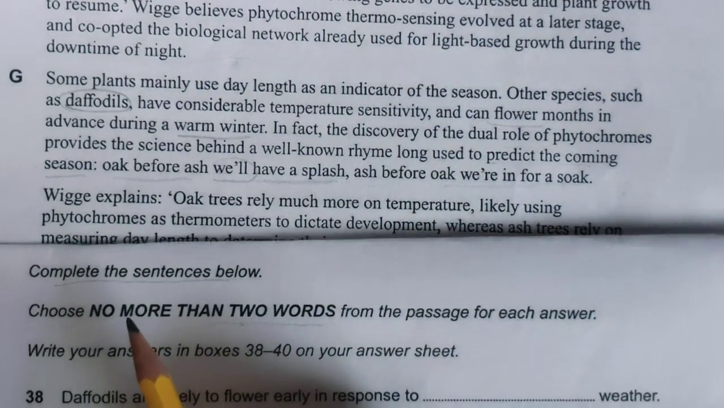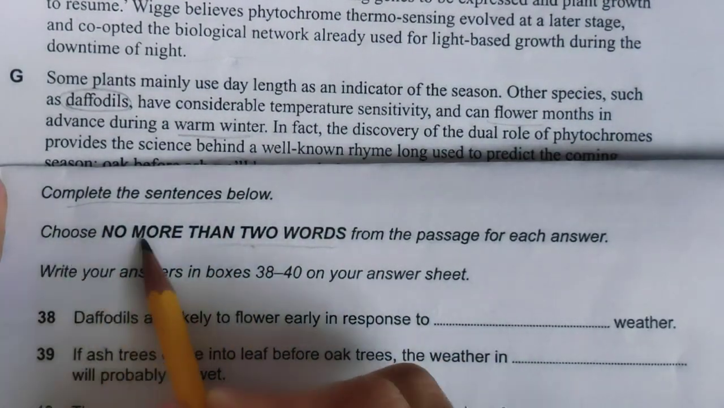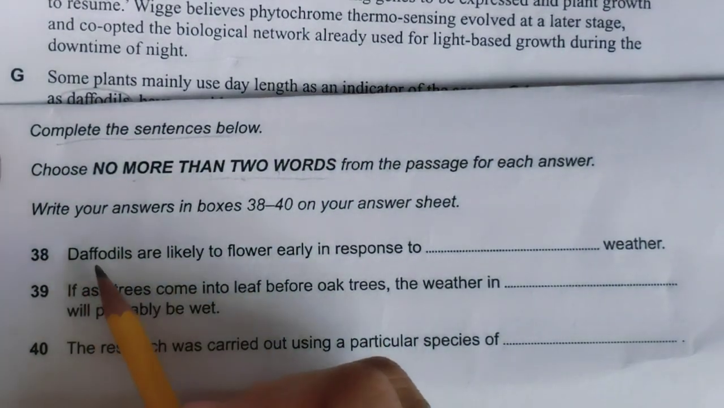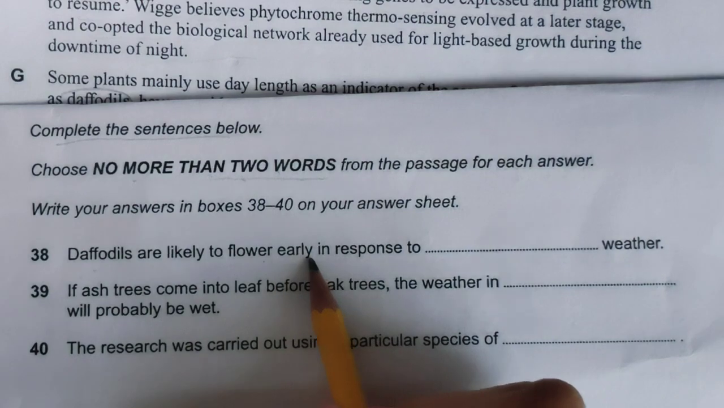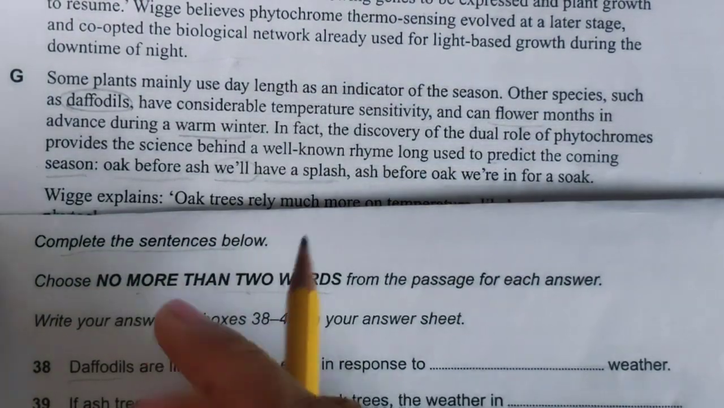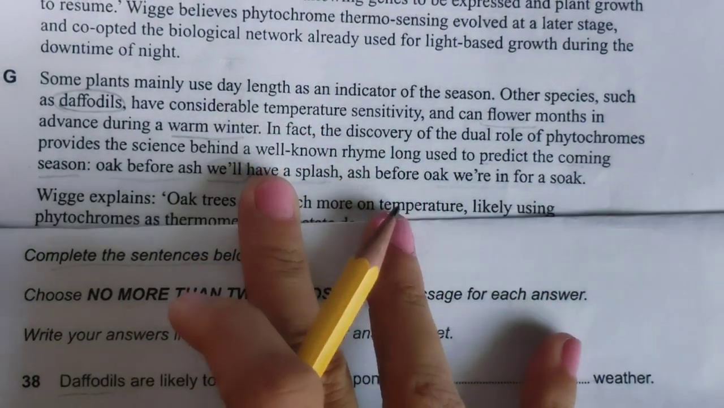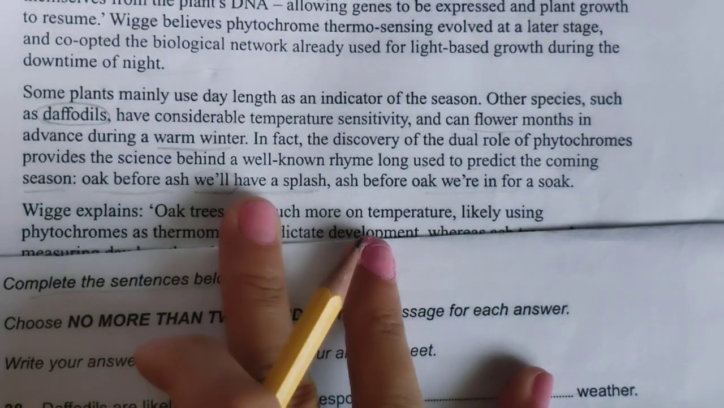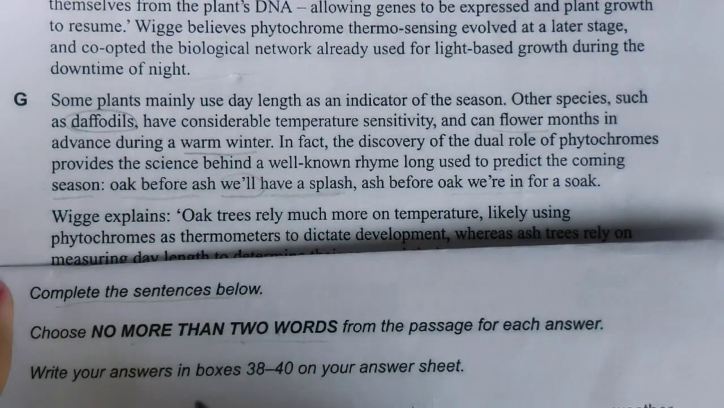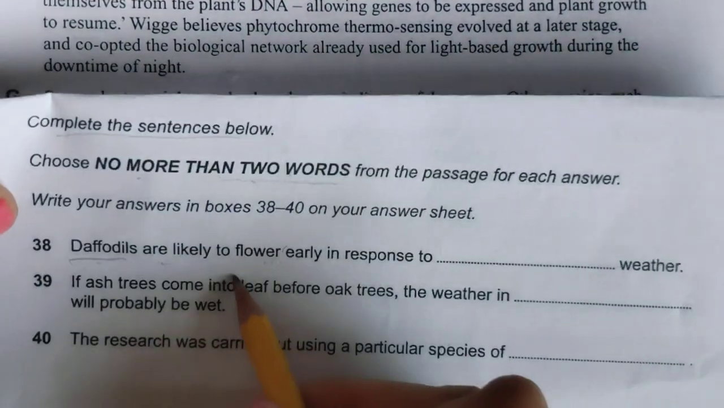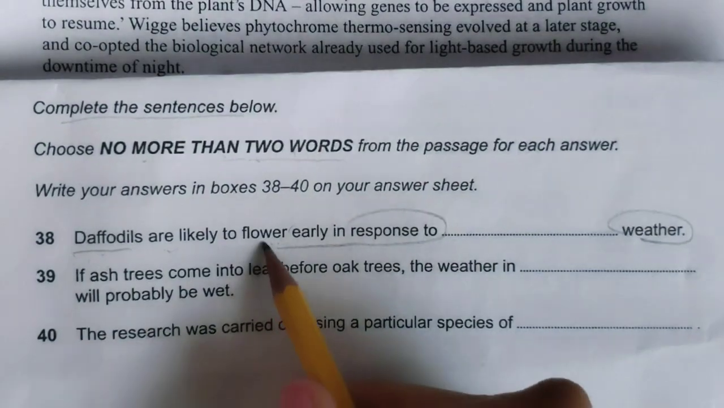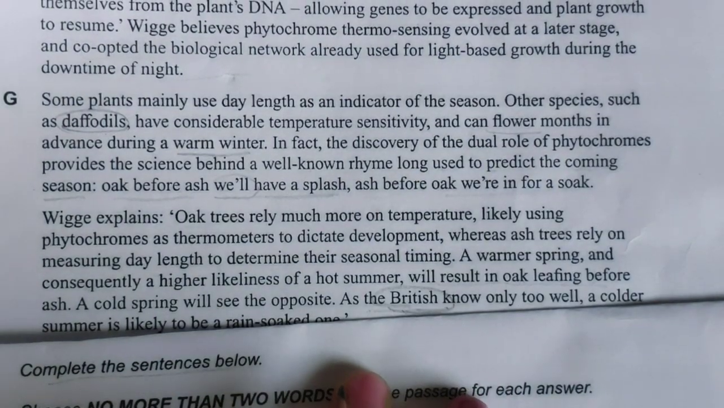Now the last type of question we have left with, complete the summary, choose no more than 2 words. Okay, so here 38th number is, daffodils are likely to flower early in response to weather. So daffodil, as you know while I was reading it, whatever important and different words you come across, please circle them. Okay, so the daffodil word is here, are likely to flower early in response to weather. Okay, flower early. Let's read it thoroughly.